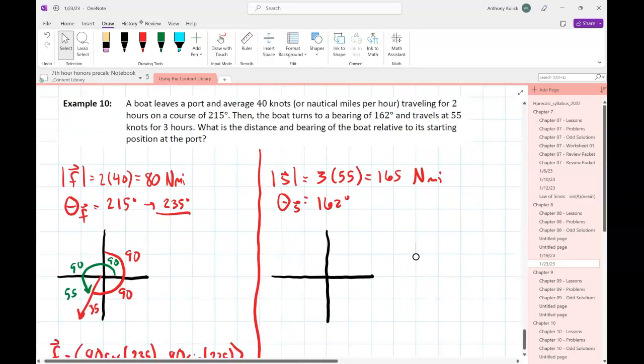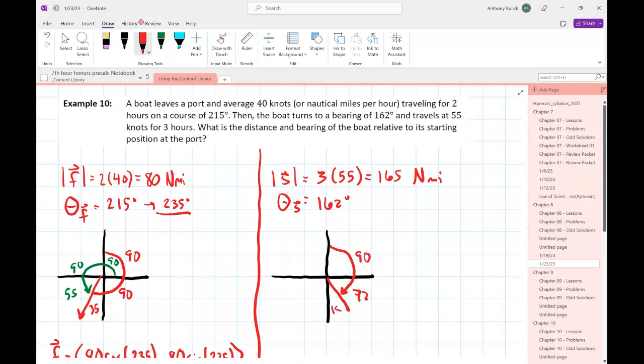So 162 degrees starting from due north is 90 and then 72 more, meaning that little piece would have been 18. So my standard position angle, 90 plus 90 plus 90 plus 18, I guess we'll draw that as a green one, is going to be 288.